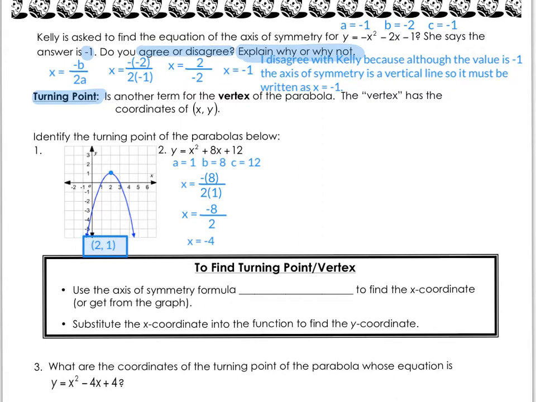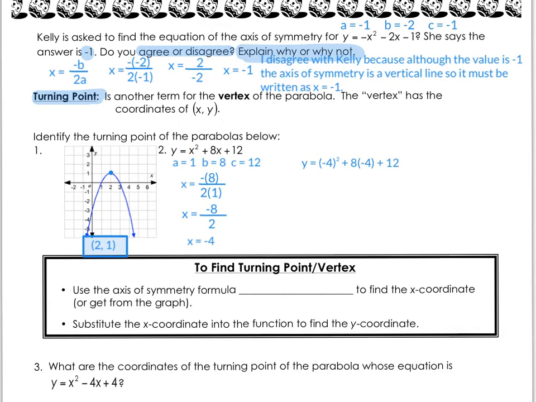How does that help me to find the turning point? Because I haven't answered the question yet. Well, I know that the axis of symmetry goes through the turning point. So to find the point, I now know the x value. I know that it has to be on that line. So how do I find the y? Well, if we know x, we can find y by subbing the x value in place of x in our equation.